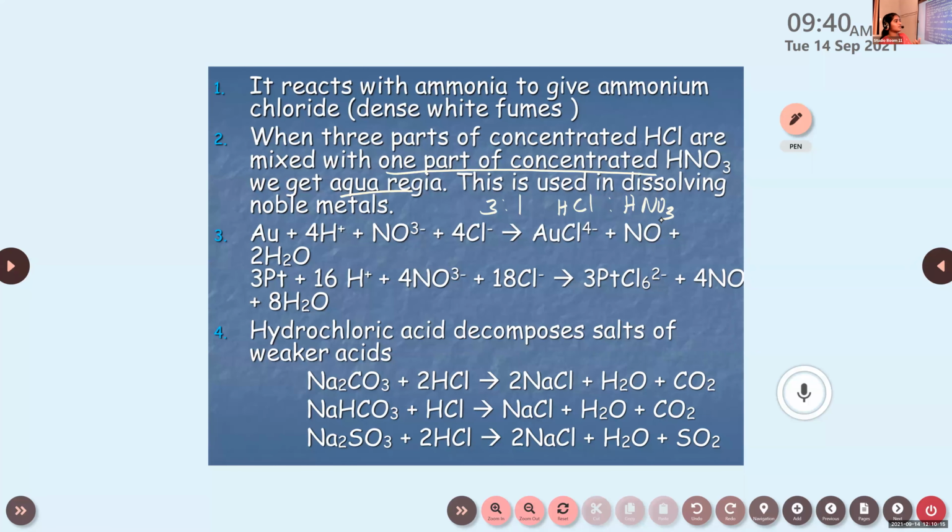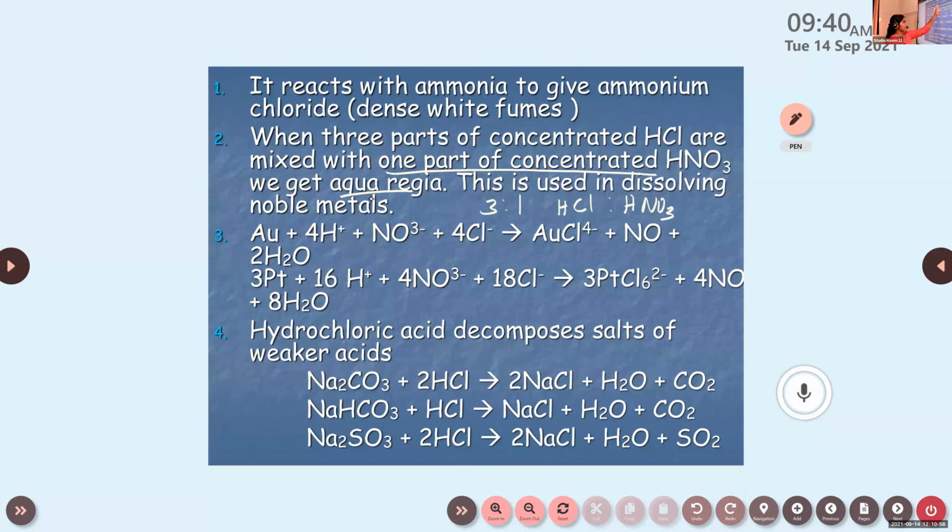Some woman came and soaked the gold bangles in this mixture, and after she gave them back to the person, the color or weight reduced. What's the solution? Identify the solution. So that's aqua regia. When we dip noble metals in aqua regia, it will dissolve them, so the amount of the noble metal reduces. Clear? So here, when 3 parts of concentrated HCl are mixed with 1 part of concentrated HNO3, we get aqua regia. This is used in dissolving noble metals.